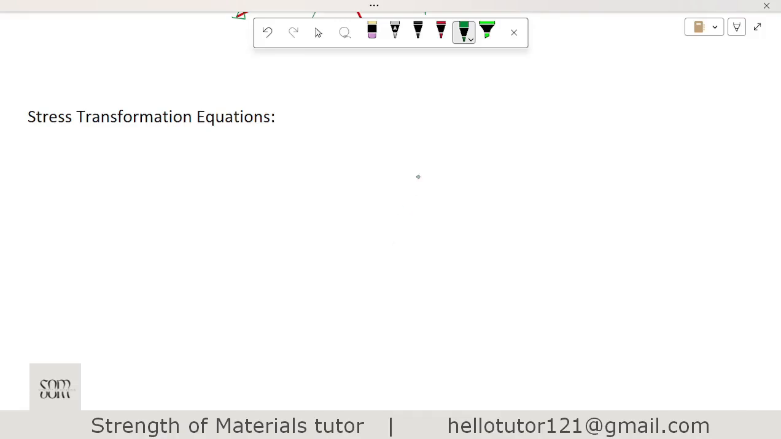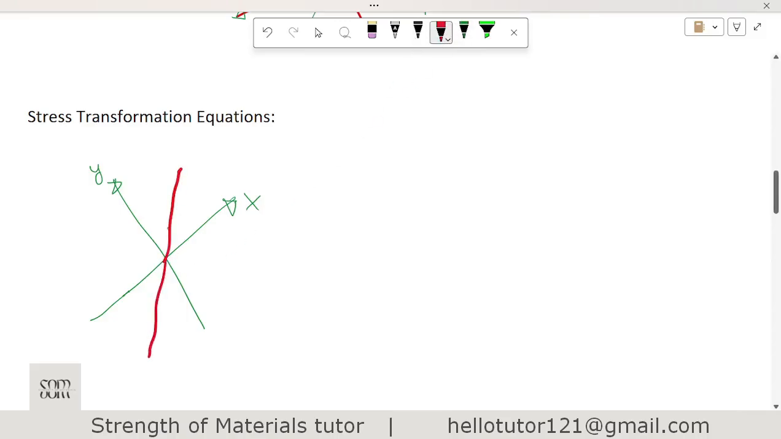Let me just write those equations. Let me draw the drawing first. Again I will rotate it. Let us say this is the x-axis and this is the y-axis. Now you rotate it further, like this. Let us say this is x prime and this is y prime. You rotate it with angle theta.